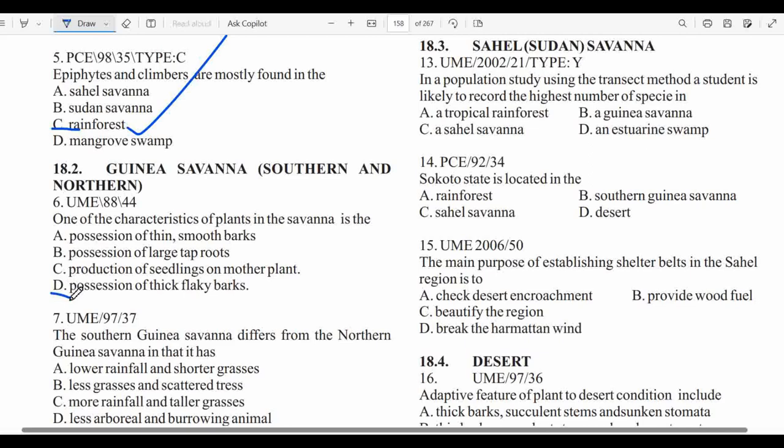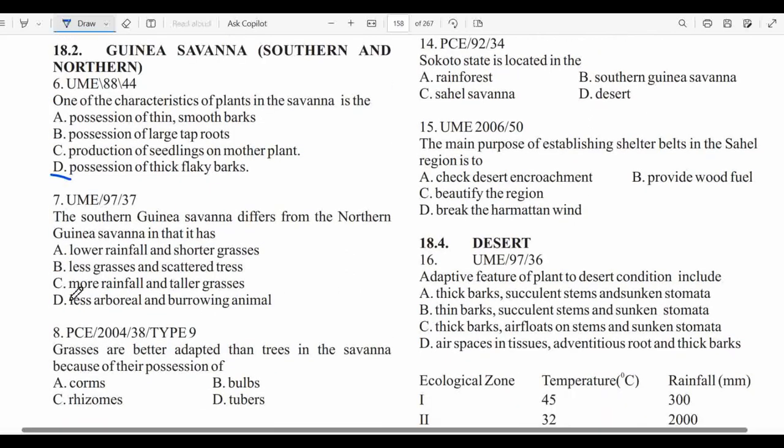And what's the reason for my answer? Savanna trees possess thick, fire-resistant barks. In these higher plants, bark also possesses thorns. So this helps them to survive drought and fire.